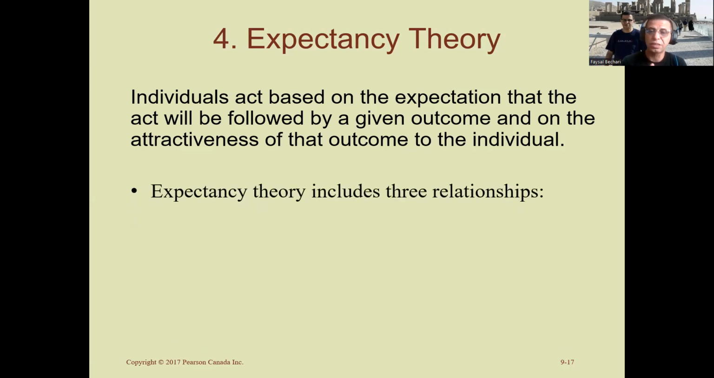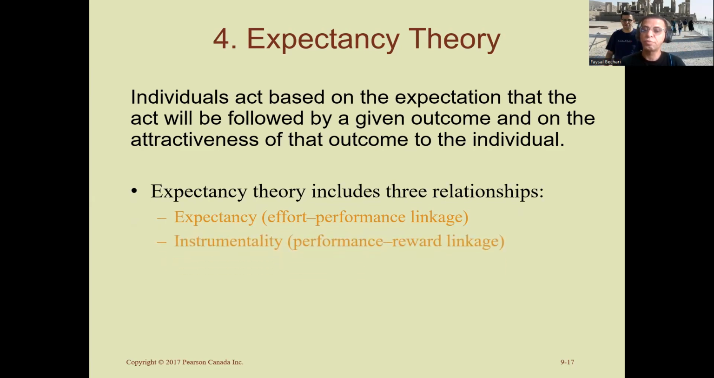So expectancy theory includes three relations. One is expectancy, the effort-performance linkage. So how much effort if I put in, how much performance is going to happen. Secondly, instrumentality. So once I put in effort, performance, and that performance will convert to a certain reward. And the third part of it, valence, like how attractive that reward is.